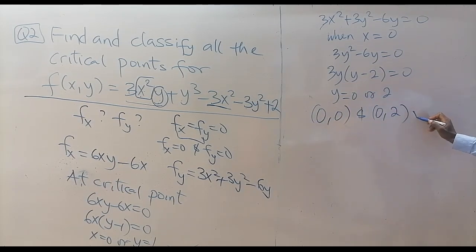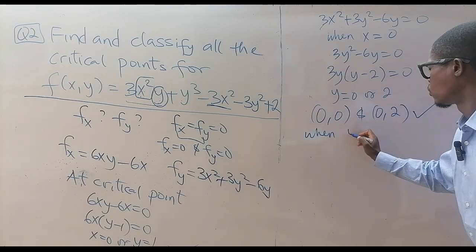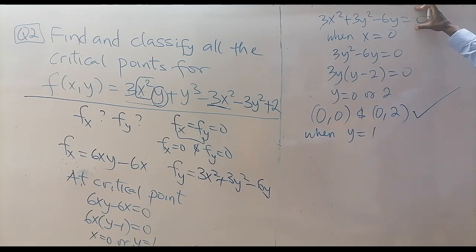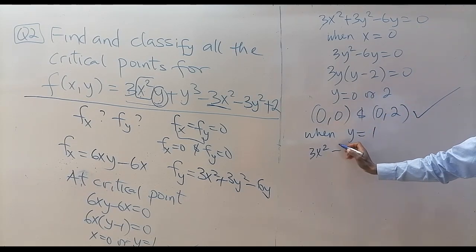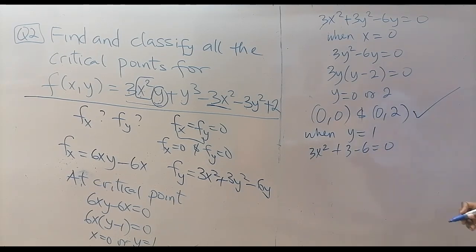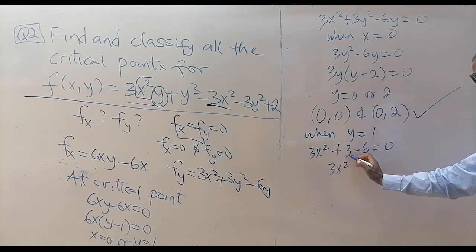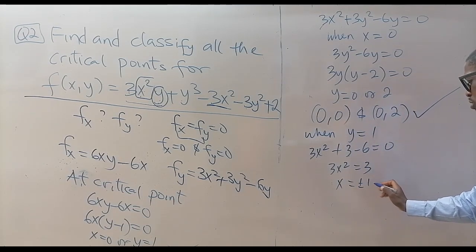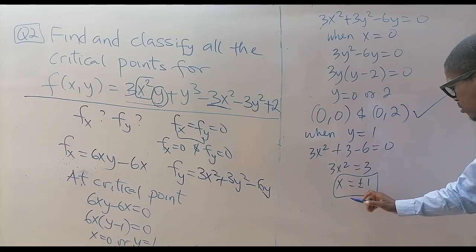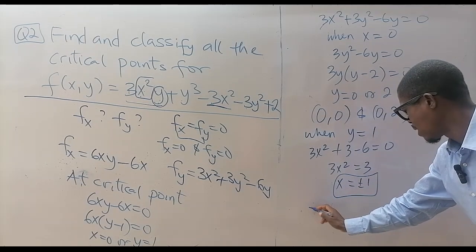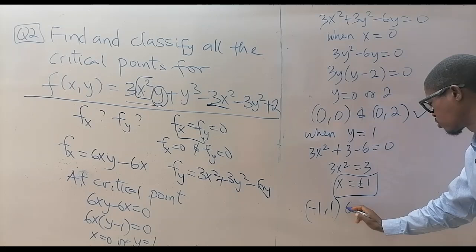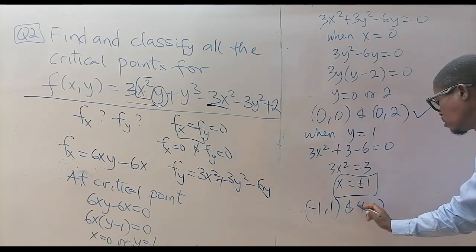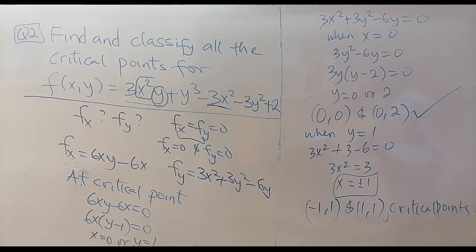So now we have (0, 0) and (0, 2). Those are the first critical points. Let's check for when y is 1. Come back to the second equation and plug in y equal to 1. So we have 3x squared plus 3 minus 6 equal to 0, that's minus 3. Move it to the other side: x is equal to plus or minus 1. So when x is minus 1, y is 1, and when x is 1, y is 1. So these are critical points.